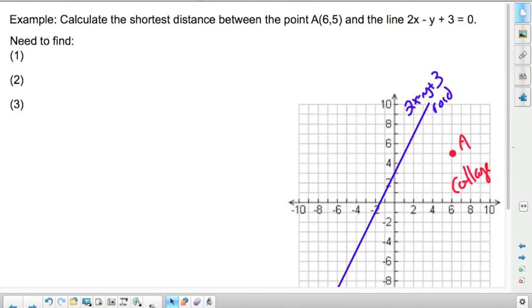So you can treat this as a road, but we want a shortest distance from this point to this line. So how can we calculate that? What is that distance? What are some of the things that we need? Okay, so we need the slope of the line.